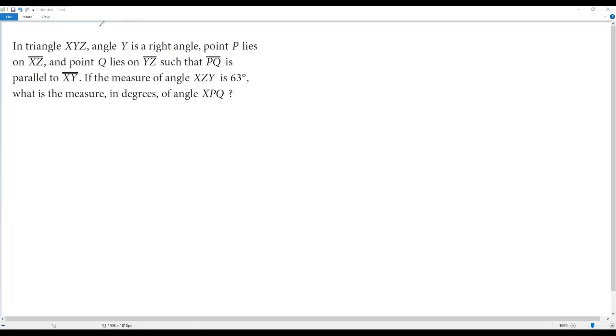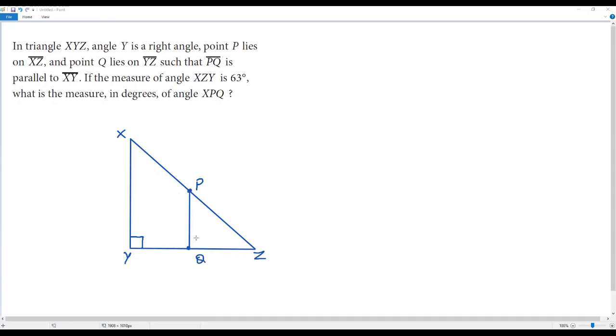First, let me draw a right triangle. Since Y is a right angle, we can mark Y over here and we can take X, Z. The question says the point P lies on line segment XZ. Let me mark the point P on the line segment XZ. Q lies on YZ, so here we have to take Q on YZ. Now let me connect the two points P and Q with the line segment over here.